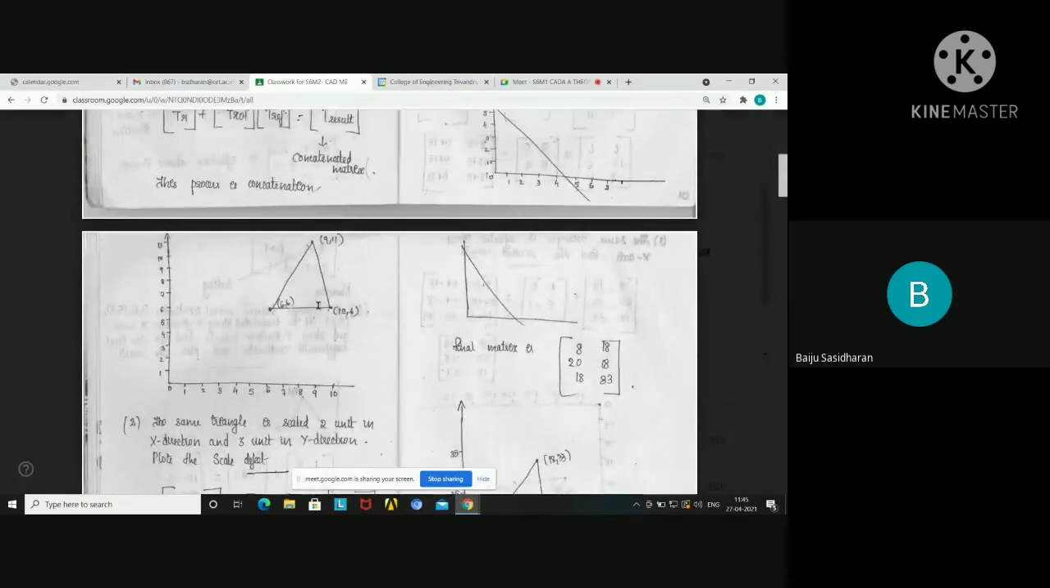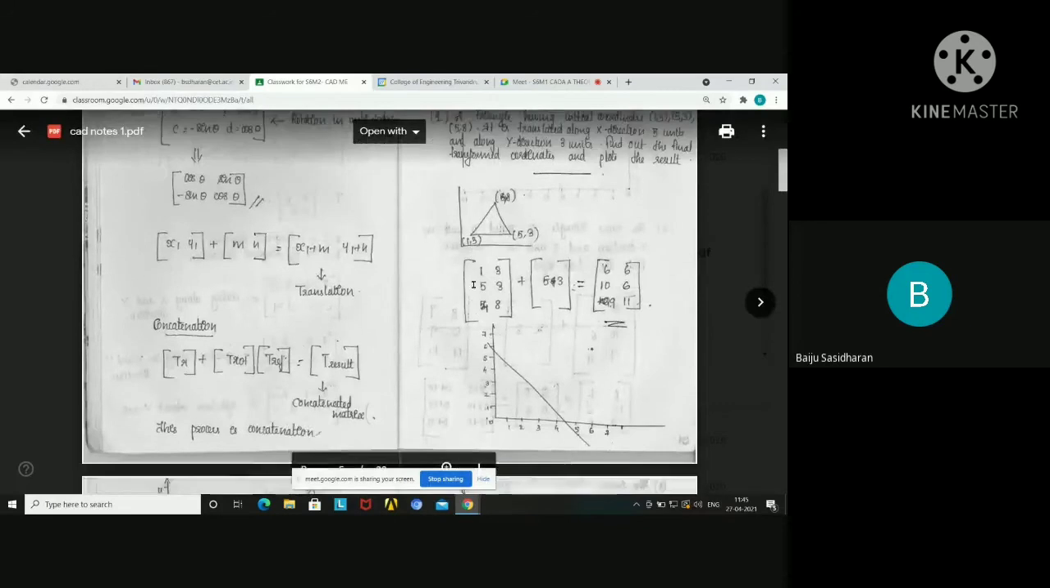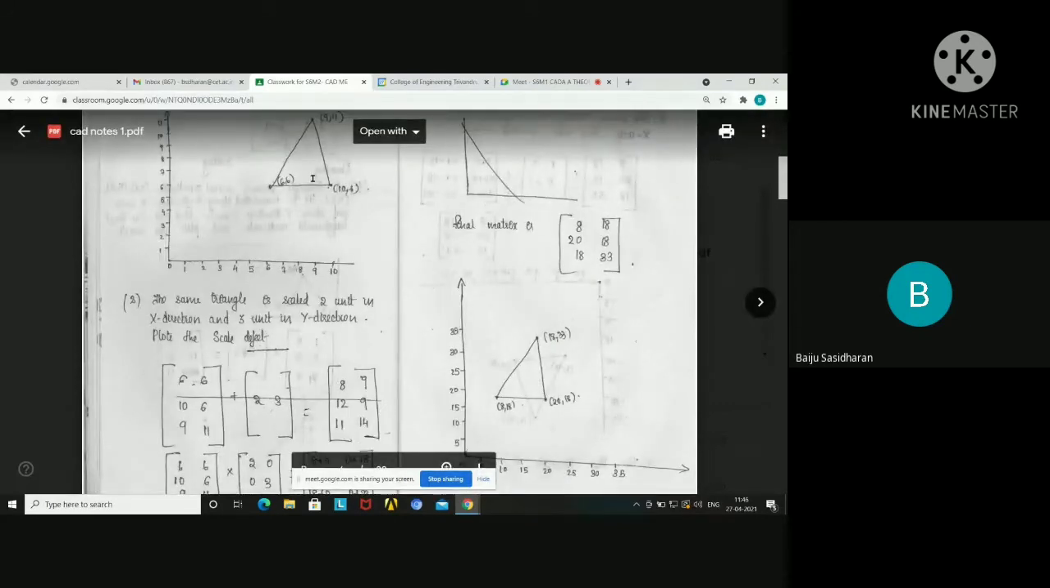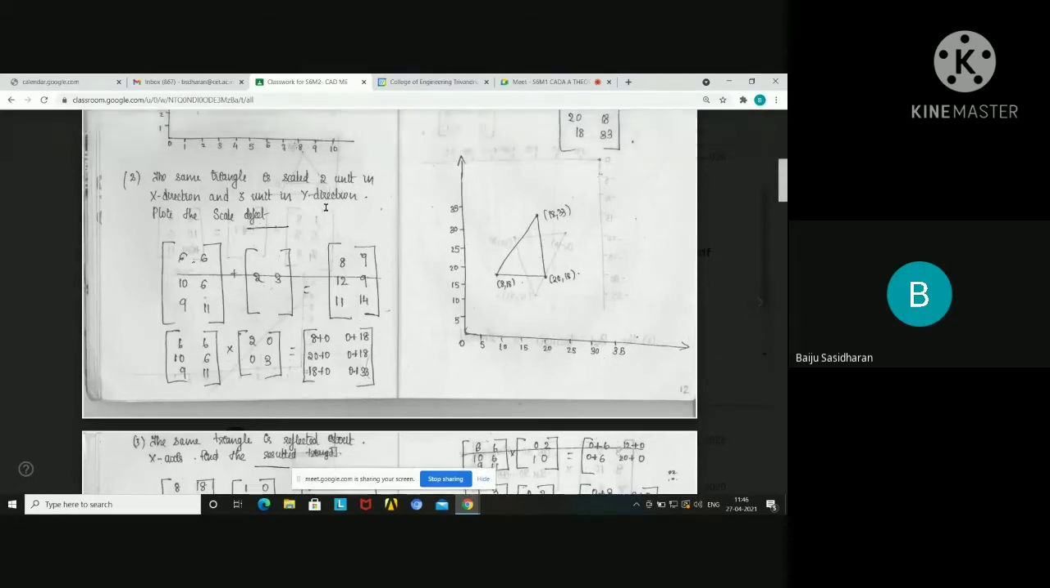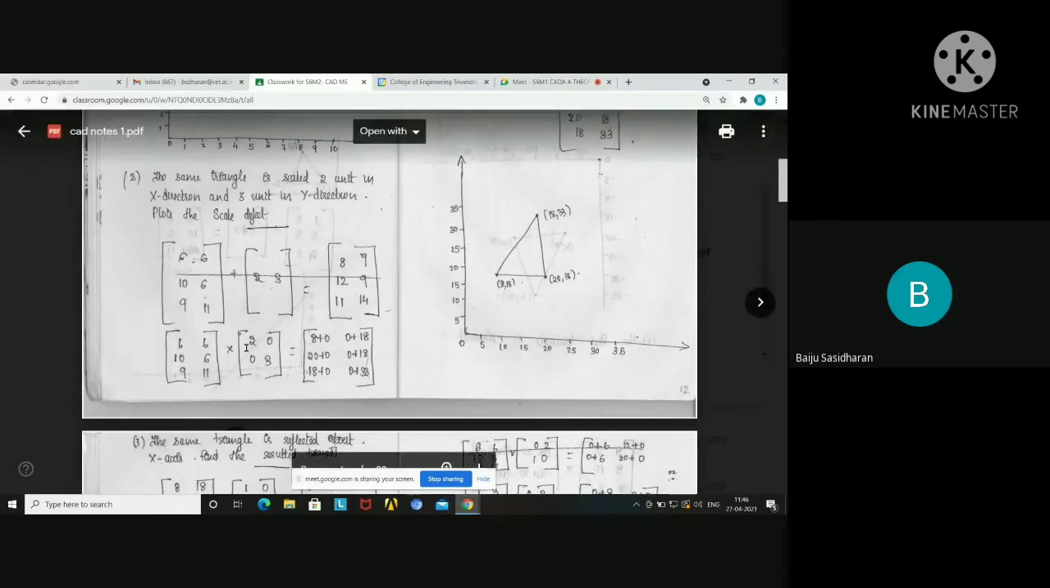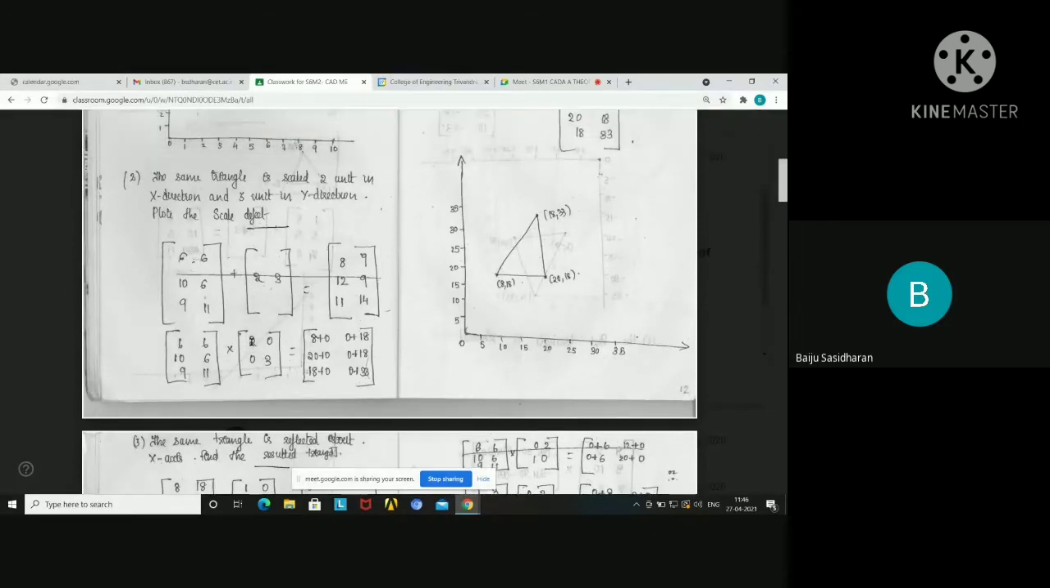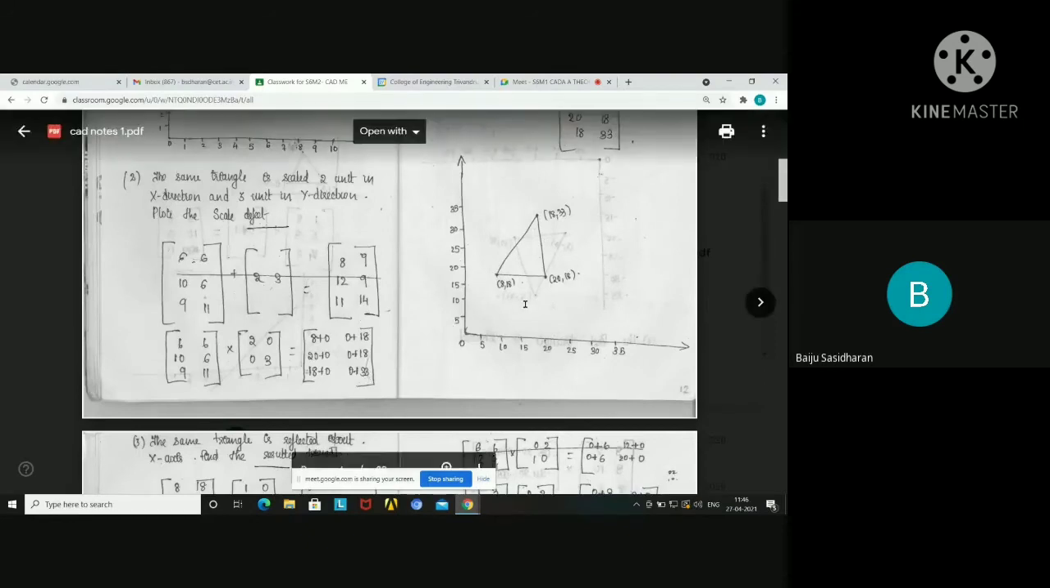So this is translation, and this is the initial position, and this is the translated position. Again, the same triangle is scaled 2 units in the x direction and 3 units in the y direction. In order to obtain that scaling, you have to give those values for the diagonal terms. This is for the x, this is for the y: 2, 3. And off diagonal terms are 0. You multiply, and finally you will get the result 8, 18, 2, 18, 18, likewise. And that also you can plot.